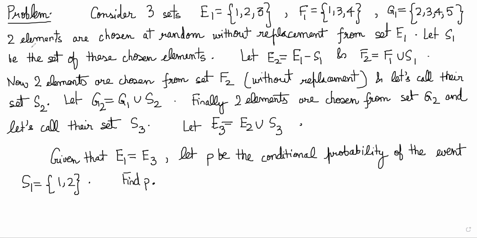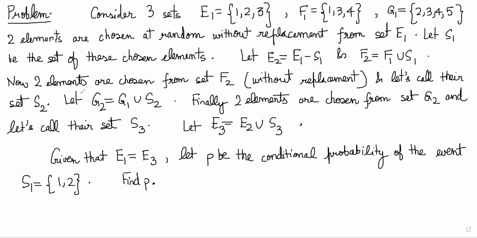Now, two elements are chosen at random and without replacement from the set E1, right? So you choose two elements from this set. Let S1 be the set of those chosen elements. So when you have chosen those two elements, you call it S1. Let E2 be E1 minus S1 and F2 be F1 union S1. F1 is this one, and you take S1 as the set of those two chosen elements, and you do F2 is equal to F1 union S1.